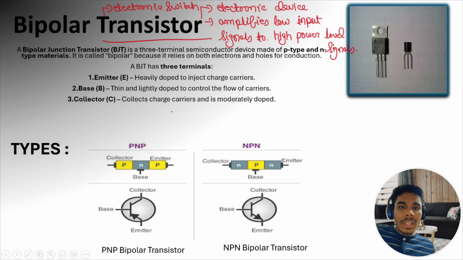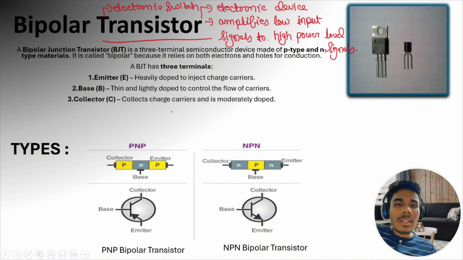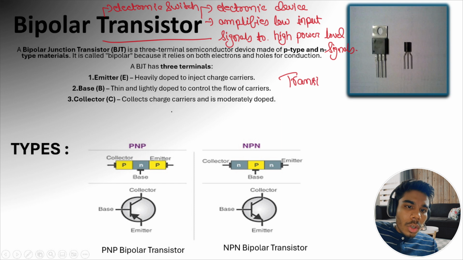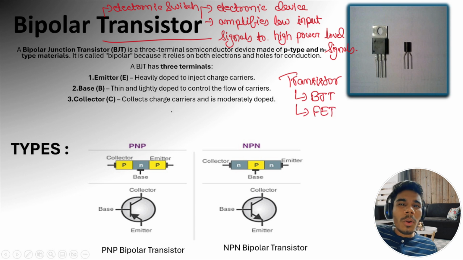So now we know that the transistor is an electronic device that amplifies low input signals to high power load signals, and it is also used as an electronic switch. Basically, the transistor is of two types. The first one is BJT and the second one is FET. Today we will talk about BJT only. So let's move to our topic, BJT, which stands for Bipolar Junction Transistor.